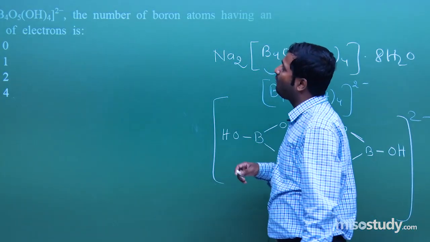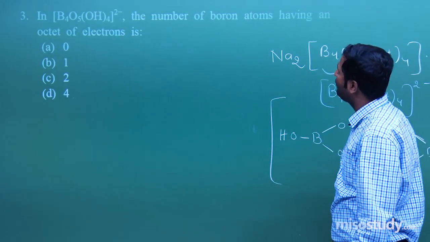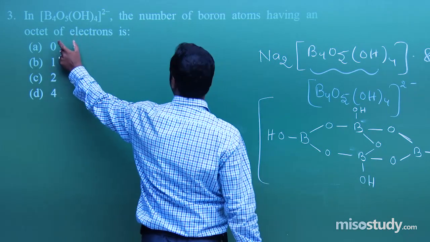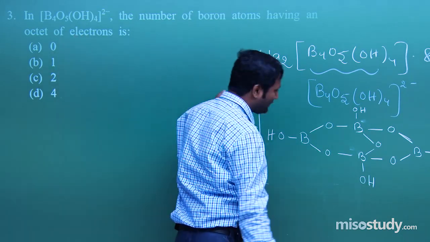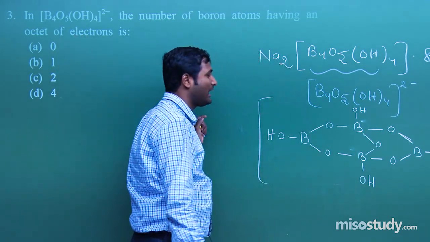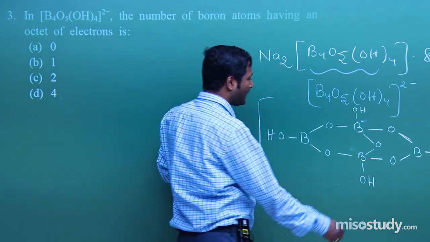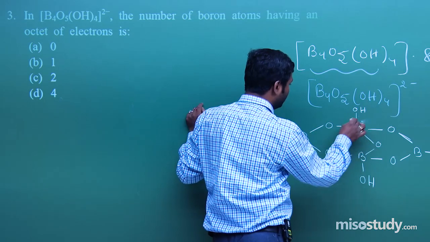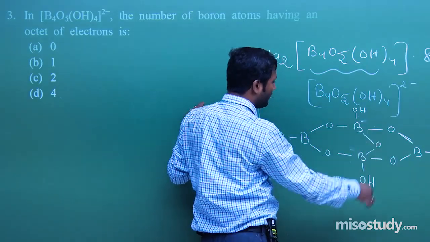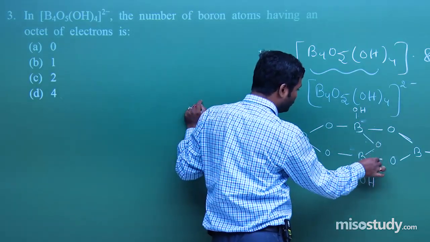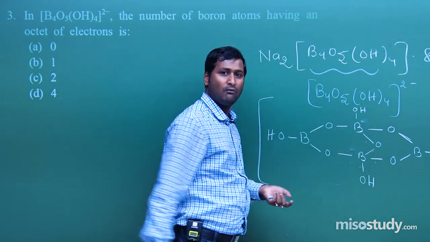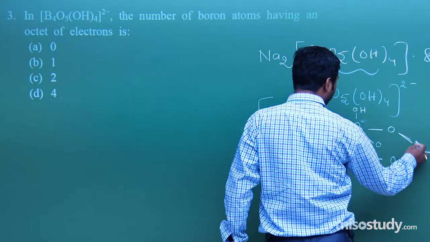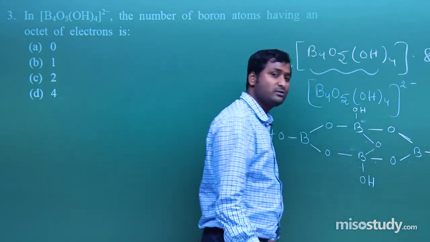In B4O5(OH)4 2 minus, the number of boron atoms having an octet of electrons. It's very simple. Tell me which boron atom has an octet of electrons. Look at this case: 1, 2, 3, 4. Four bonds, that is 4 to the 8. But in this case only 3: 1, 2, 3. 3 to the 6.